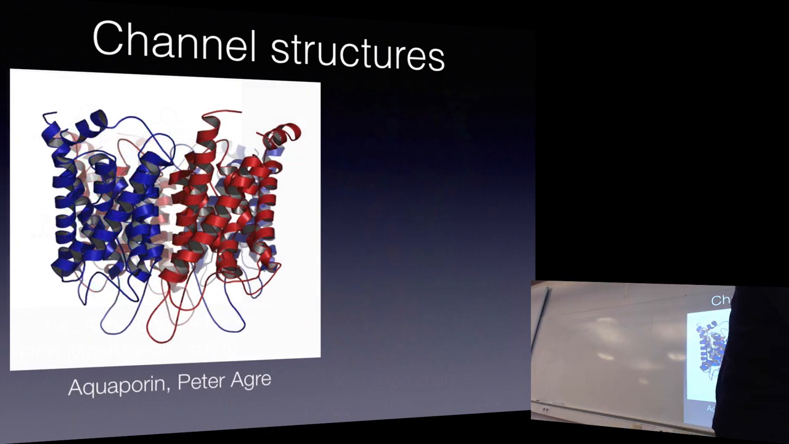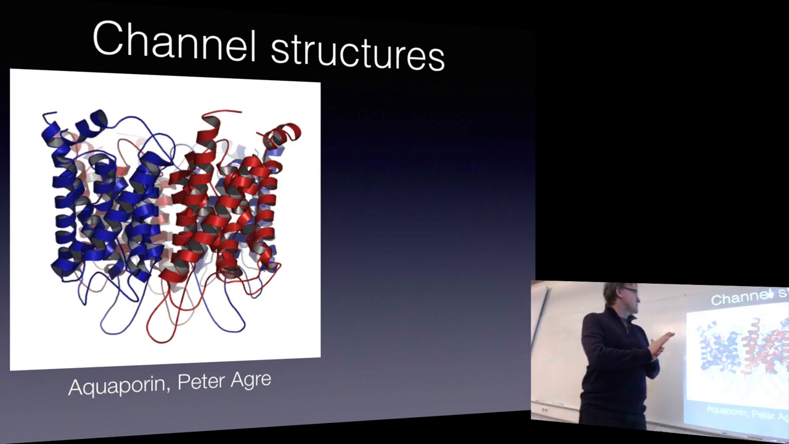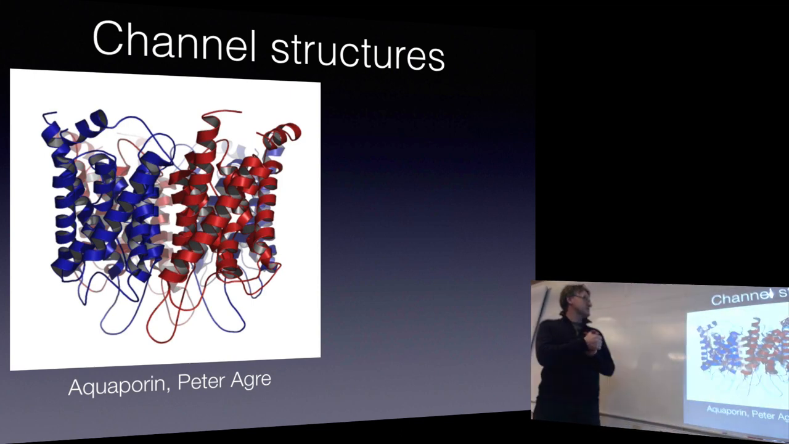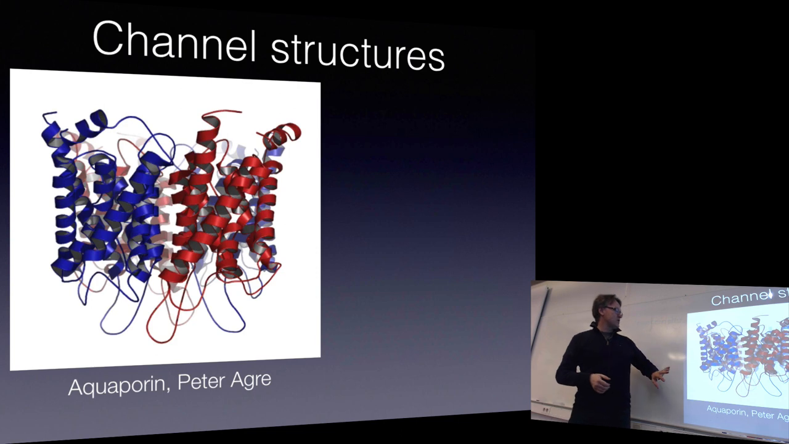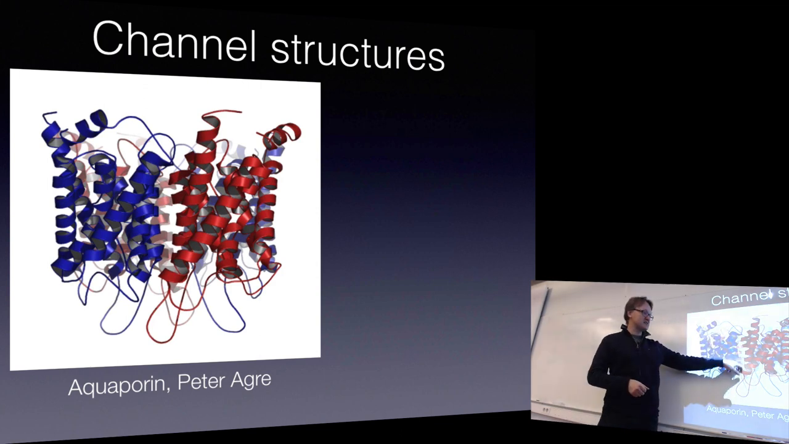So if you look at these structures, and again, we're going to come back to membrane proteins here. So this is an example of aquaporin, which is a water structure. And in the membrane proteins, we're going to have lots of helices that help create, in this case, a particular channel on the inside here.